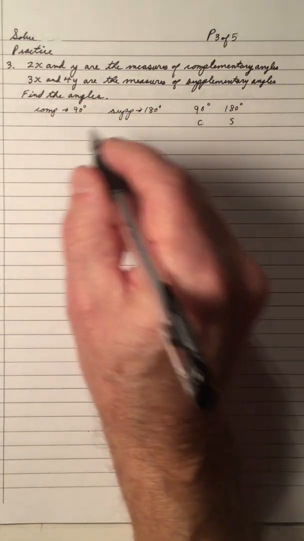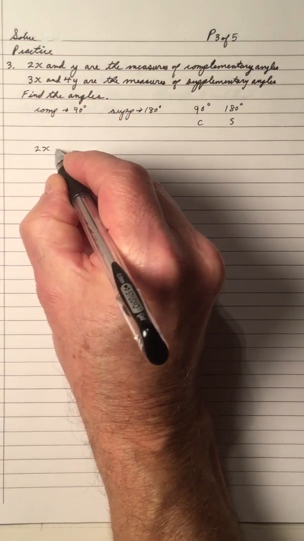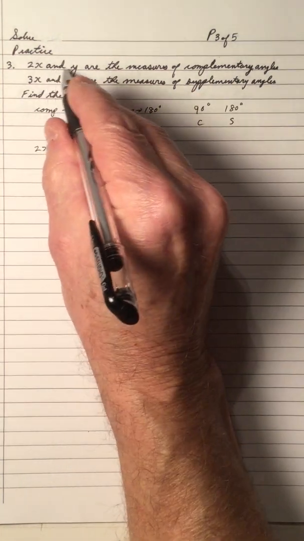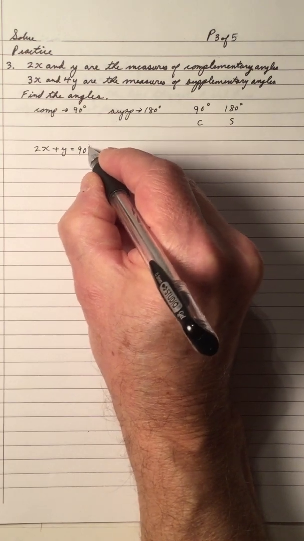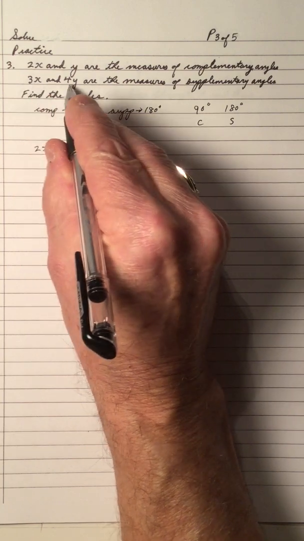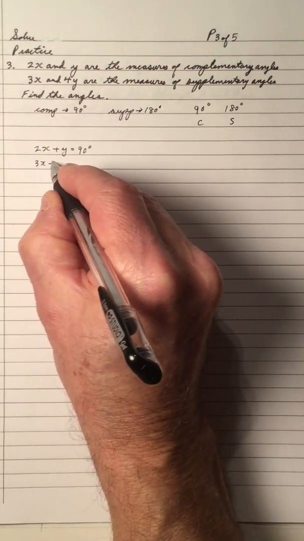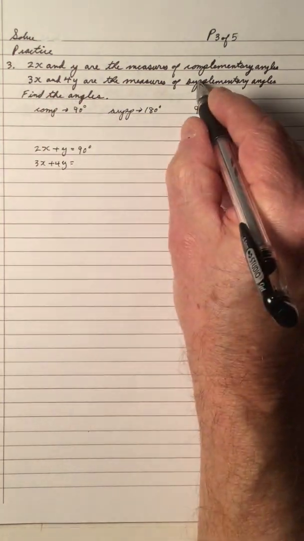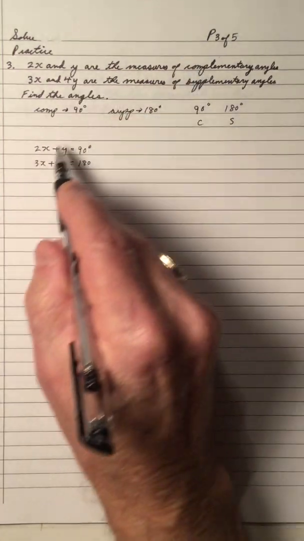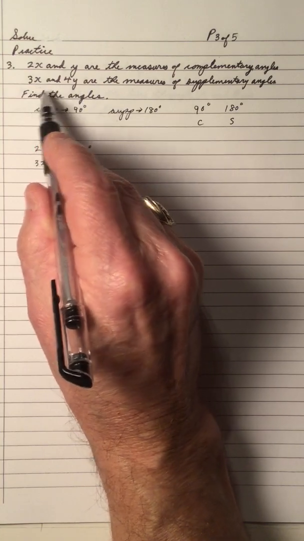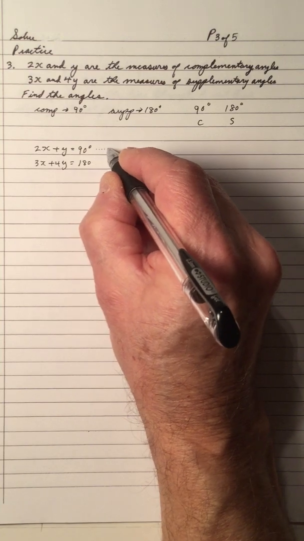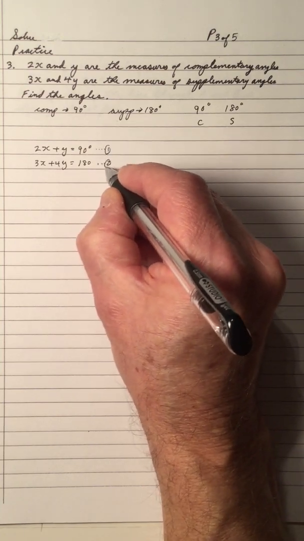So the two angles, 2x plus y, is complementary. So these two angles are going to add up to 90. And we have 3x plus 4y as supplementary. So complementary means the two angles add up to 90. Supplementary means the two angles 3x plus 4y add up to 180. So this is number 1 and this is number 2.